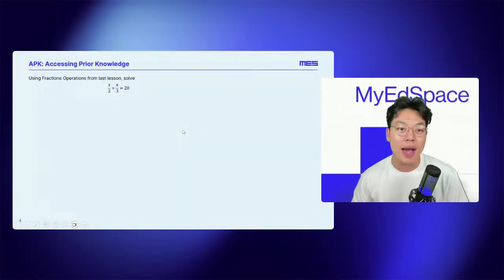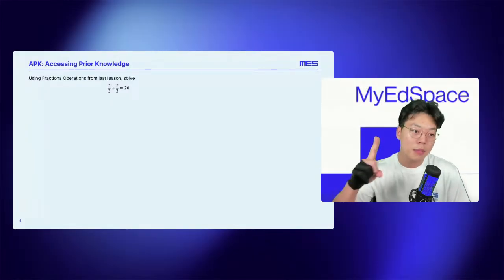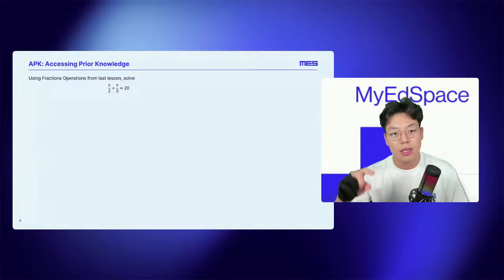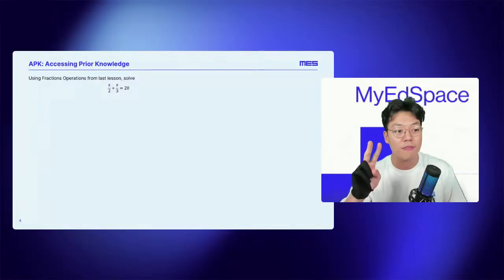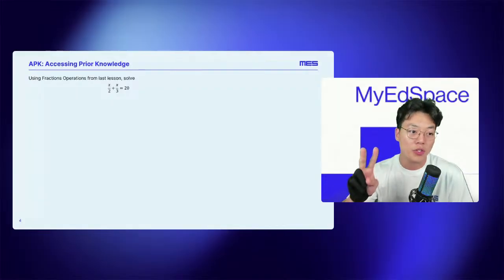Okay, to access some prior knowledge, we're going to work with fractions. We're going to be working with a lot of fractions today. So by the end of today's lesson, you will be able to, one, be really comfortable with fractions, and two, solve quadratic equations, both by factoring and using the quadratic formula.